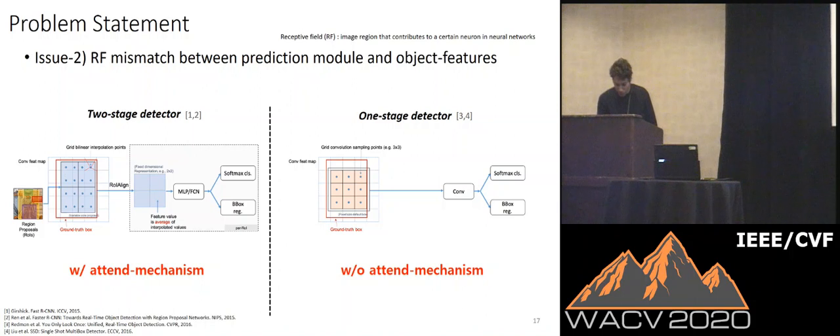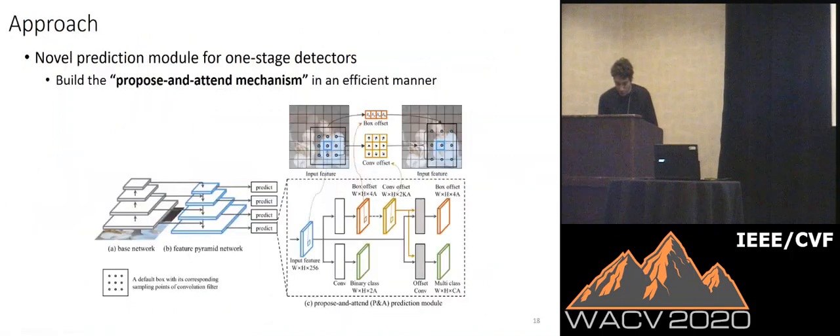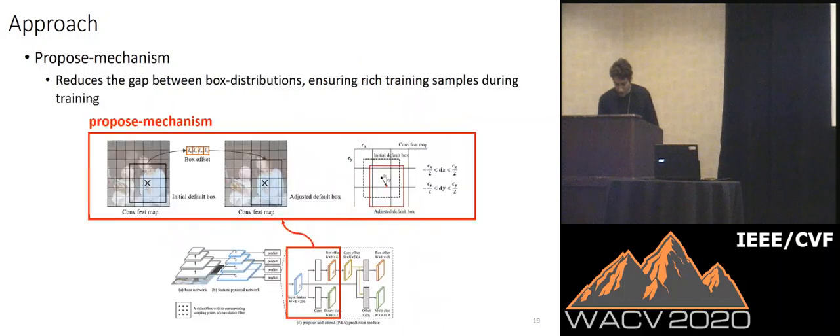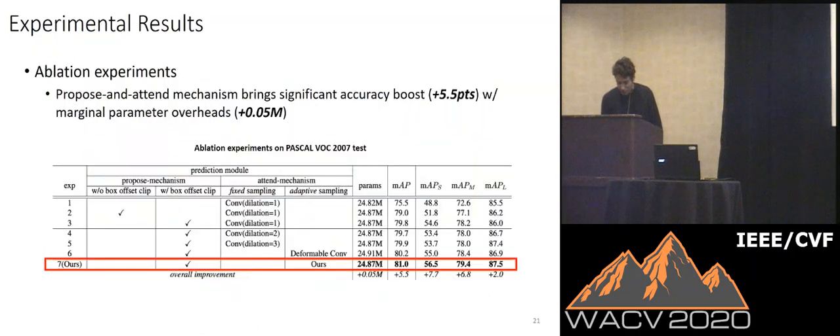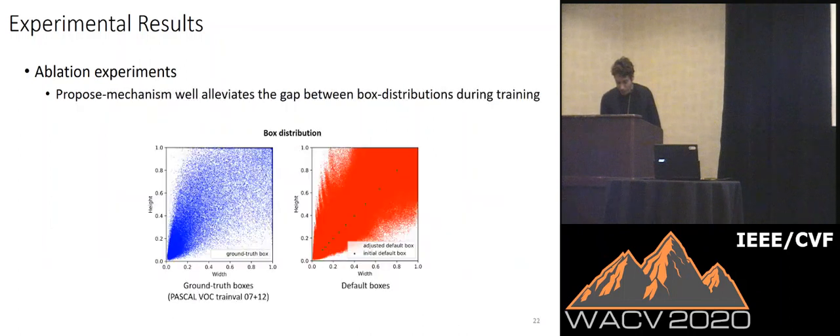The second issue, receptive field mismatch for the prediction module, comes from the lack of an attention mechanism. The two-stage detector can attend to accurate object features for its detection by a pooling layer, such as ROI Align. Meanwhile, the one-stage detector lacks this attention function due to the fixed receptive field of its prediction module, regardless of the actual localization of the object in an image.